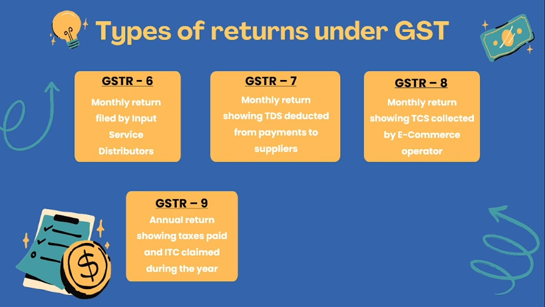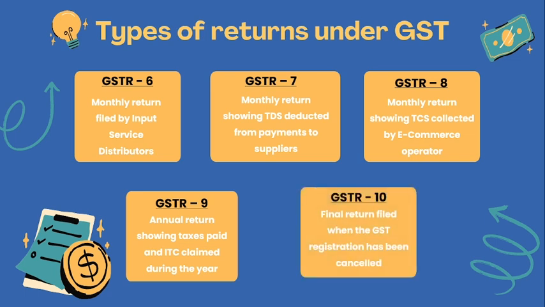The next is GSTR9. It is an annual summary of all supplies, taxes paid and ITC claimed during the year. It reconciles monthly or quarterly returns and is filed once a year by regular taxpayers to ensure compliance and transparency. Due date is 31st December of the following financial year. Filing is mandatory for all regular taxpayers even if they have filed all monthly and quarterly returns. Certain categories like composition scheme taxpayers or nil return filers may have exemption or simpler filings.